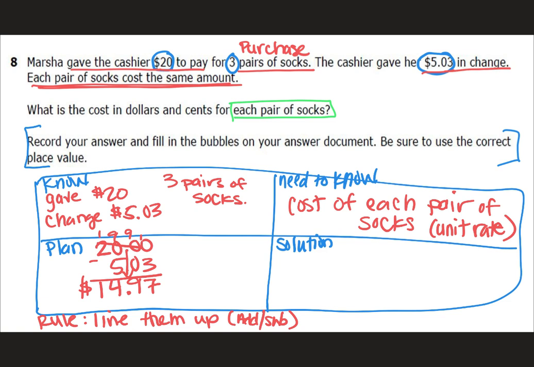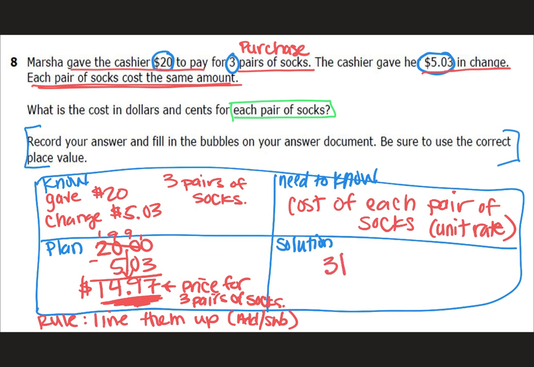So instead of the cashier going, you owe, wah, wah, wah, wah, wah, she says you owe $14.97. This is the price for 3 pairs of socks. Okay, that's our price right here. Now, I need to know if all of them cost the same amount, what is the price for one pair of socks? So instead of taking my unit rate and multiplying it by 3 to get the price for 3, I need to bring it down or find the smaller price, the unit rate price for this. And I do that by dividing.